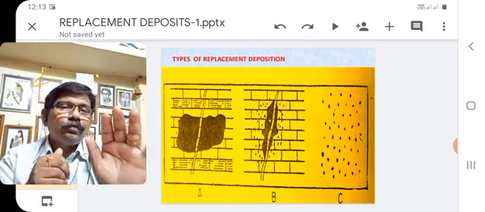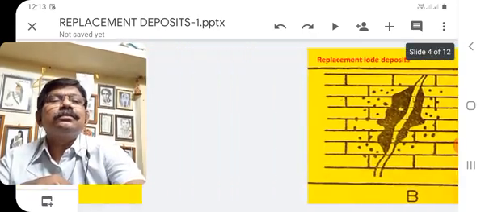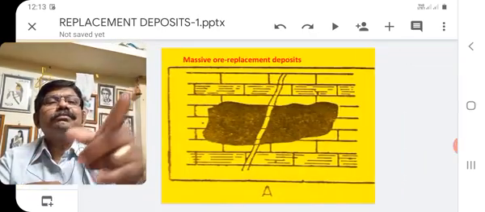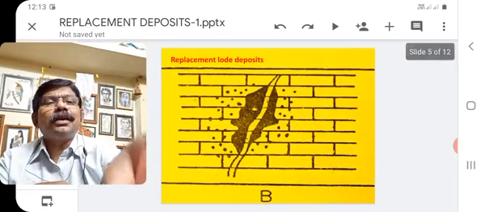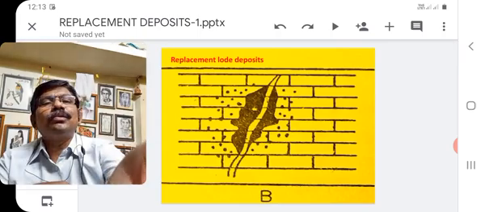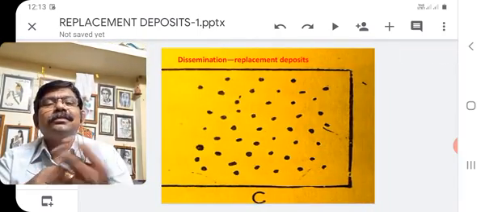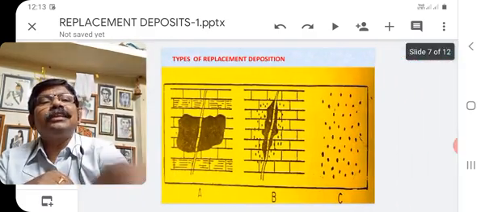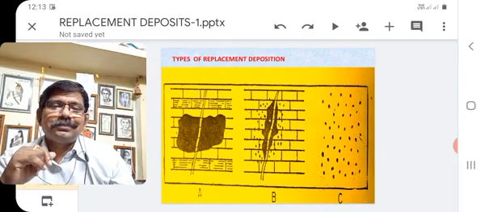I kept them together now. Individually you can see that. This is the individual part: massive ore. Second part, replacement load deposition. Third one, dissemination. I kept the three here. This is the dissemination, right?